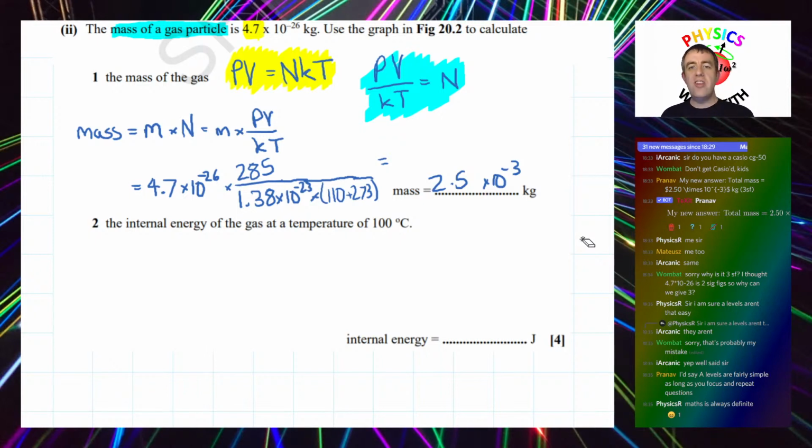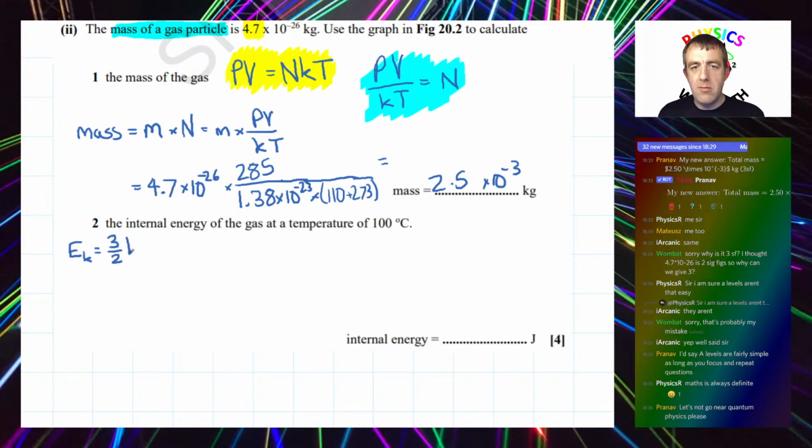So internal energy of the gas. So GCSE students, there's a new equation that you need to know, which I'll write here. And that is that the average kinetic energy of a particle in an ideal gas is equal to 3/2 multiplied by k multiplied by the temperature. Yeah, not today, Pranav. You know I love quantum physics.